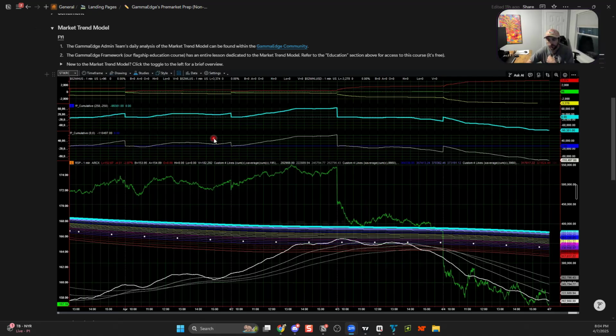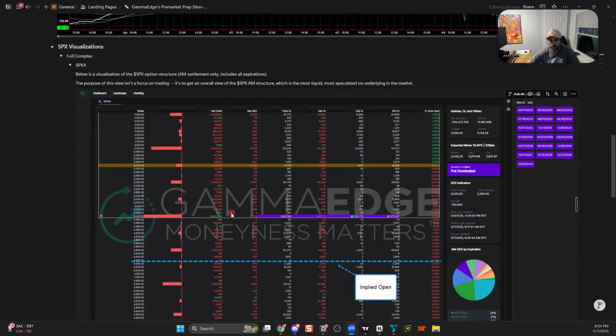And at least from our point of view in our system, nothing right now is saying that you should be long or you should be aggressively getting long. There will come a point in time where the market starts to thaw, the market trend model trends higher, and calls start to come back in the complex, but that is not right now. So with that said, here's the SPX complex.